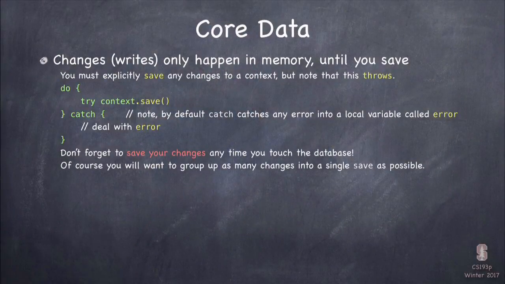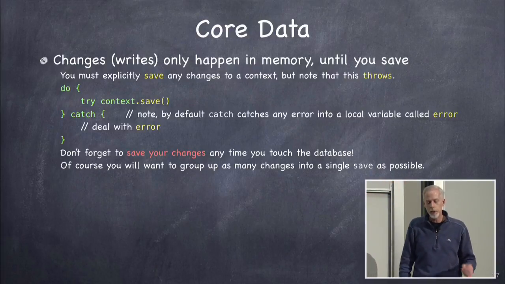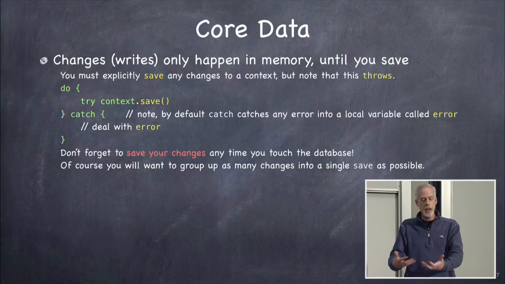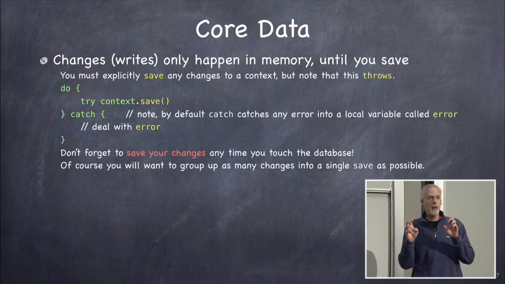So anyway, that's the keys and values. Pretty straightforward there. In fact, we're going to talk about saving right now. All these changes that you make with set value, and even insert entity description for entity name into context, whatever that thing is called, all that stuff only happens in memory. If you want it to actually happen permanently in the database, you need to save it. And you do that by telling the context, like that view context, to save with the method save.